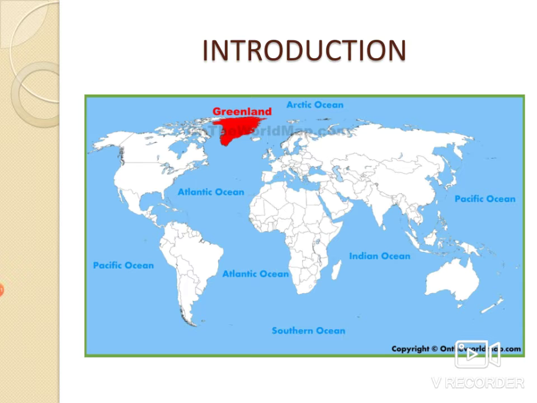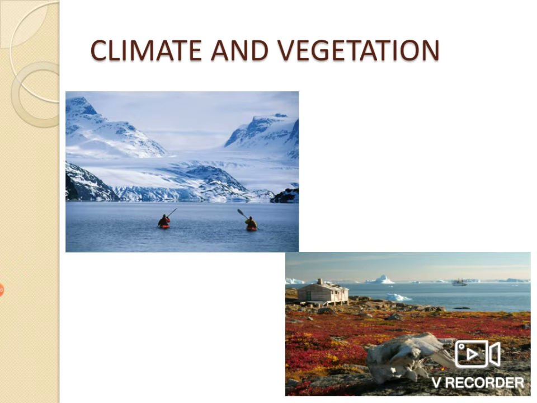Greenland, a Danish island, lies to the north of the Arctic Circle and to the northeast of North America, which is located between the 60° north and 90° north latitudes and 20° west and 70° west longitudes. It is the coldest region in the world. Now let us learn about the climate and vegetation.